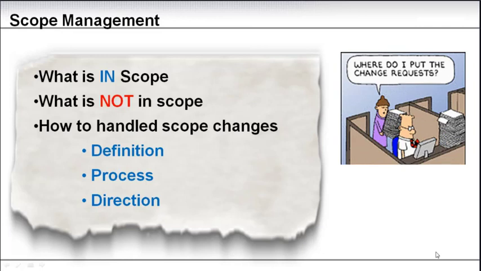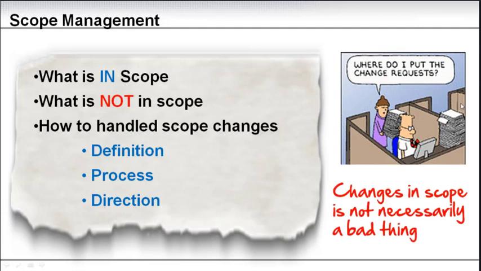You don't want to end up in a situation like our good friend Dilbert here, where scope changes or change requests are piling up. That said, changes in scope is not necessarily a bad thing. You just need to make sure there is a process in place for how to deal with it. Most important is that the scope needs to be documented at all times.